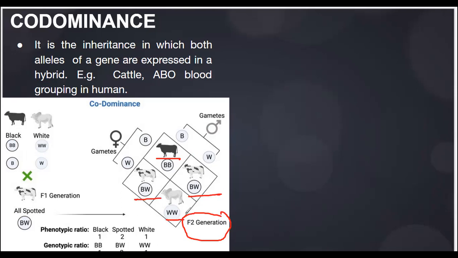Parental combination black and white, and then the patched or spotted ones. So here also the phenotypic and genotypic ratio will be the same, 1:2:1. One black, two spotted, and one white. Similarly, the genotypic ratio is also 1:2:1. So in incomplete dominance and codominance, the phenotypic and genotypic ratio is the same.